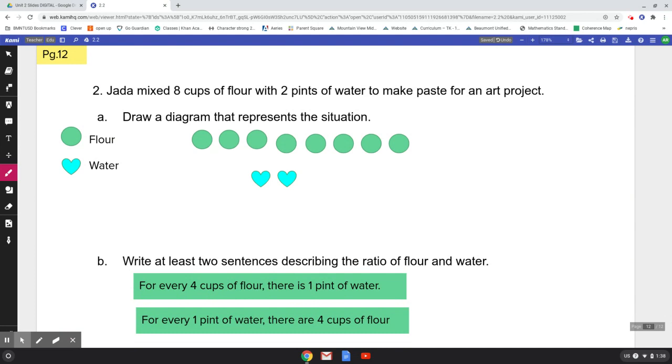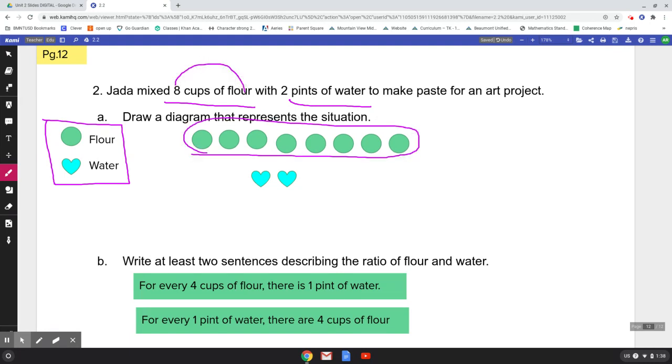All right, and then we're on number 2 now. It says Jada mixed 8 cups of flour and 2 pints of water to make paste for an art project. Draw a diagram that represents the situation. So over here, this is my little labeling of a key. My circles are going to represent flour and my hearts are going to represent water. So it says 8 cups of flour, so I need 8 circles. And then I have 2 pints of water, and those are my 2 hearts. So for number 2, letter A, draw my diagram of circles and hearts.